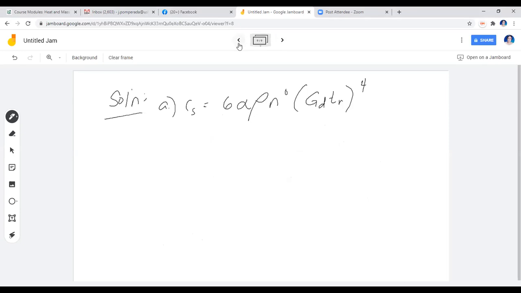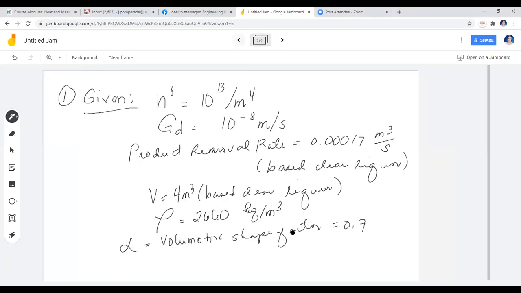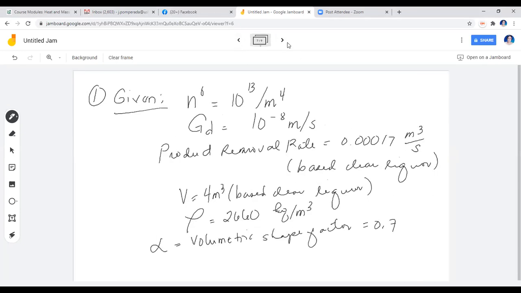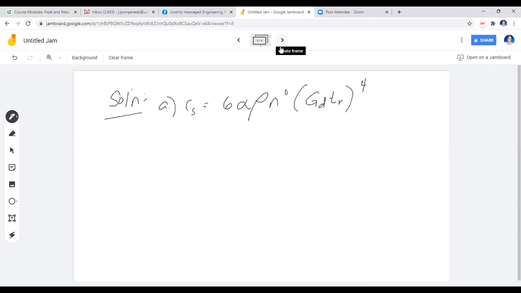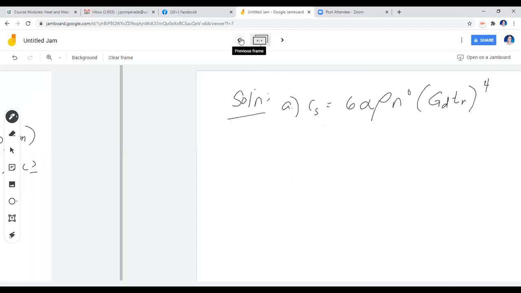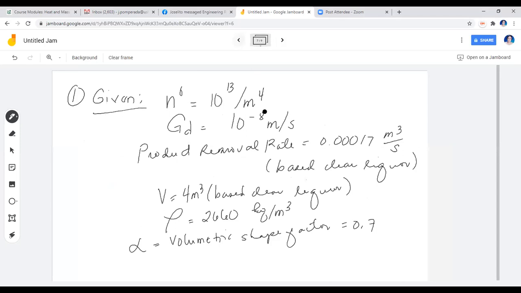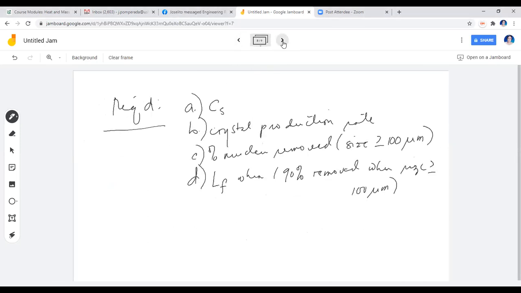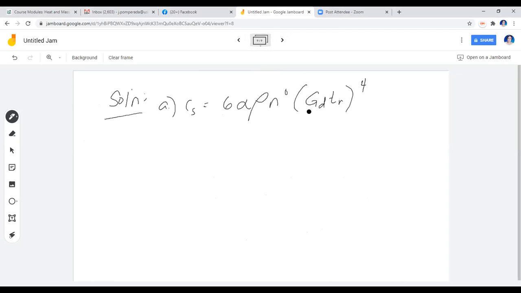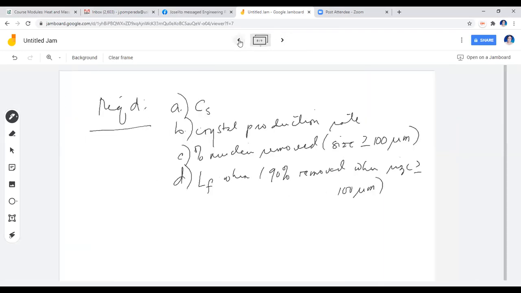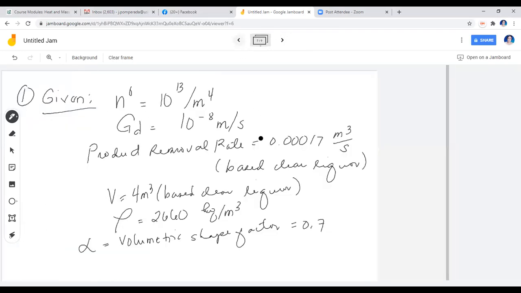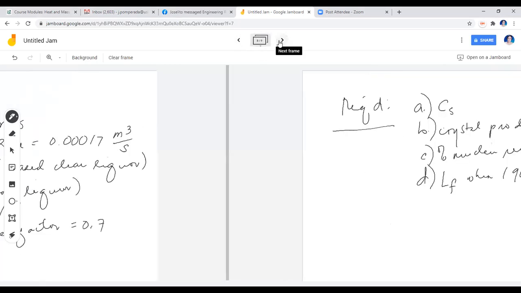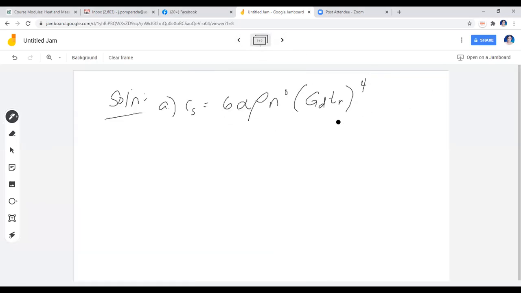The rho is the density, so it's already given. The next is the N naught, the nucleation rate, it's also given. So I'm checking one by one the things that I need for this problem. The G sub D is also given. So then the last is the drawdown time.